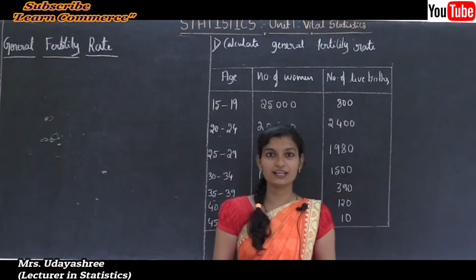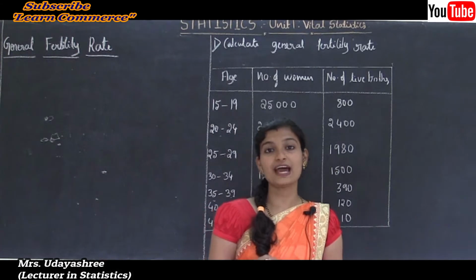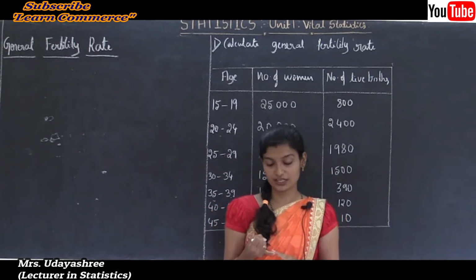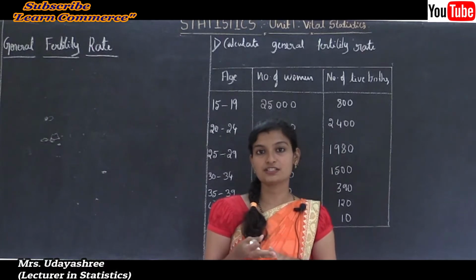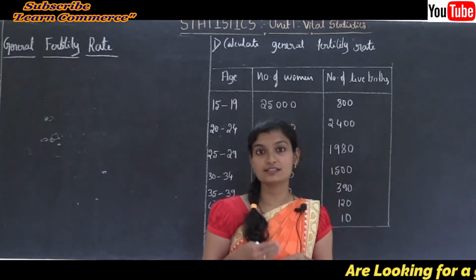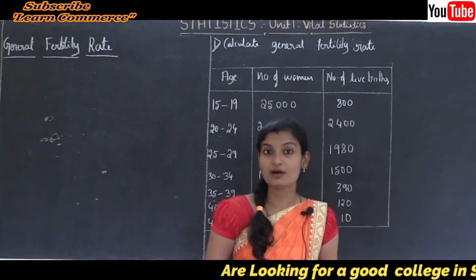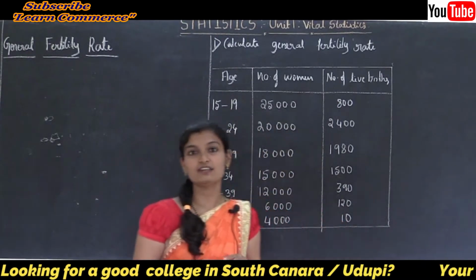Hello everyone, welcome to second PUC Statistics online classes. In the previous section we had discussed the definition of vital statistics, methods of vital statistics, measures of population, fertility, fecundity and measures of fertility, and we also discussed CBR. Now let's see the second type of measures of fertility, that is general fertility rate.